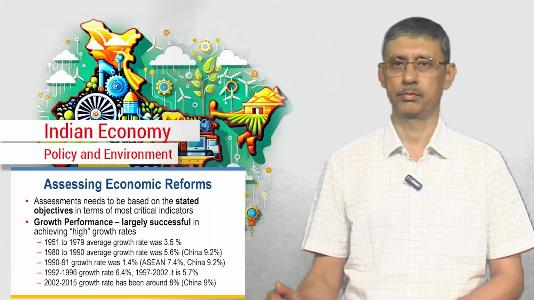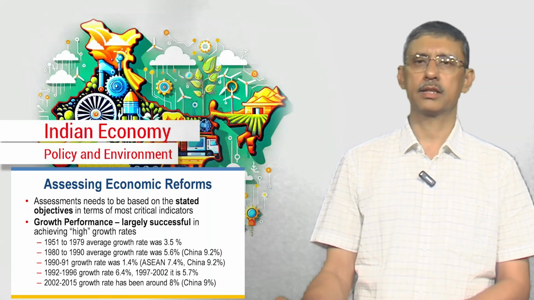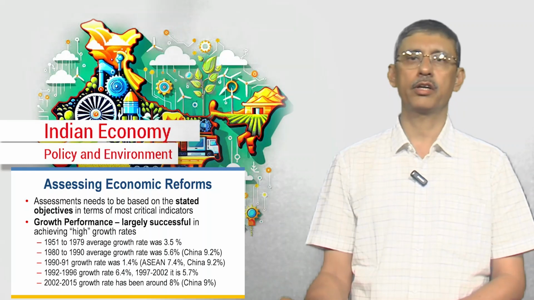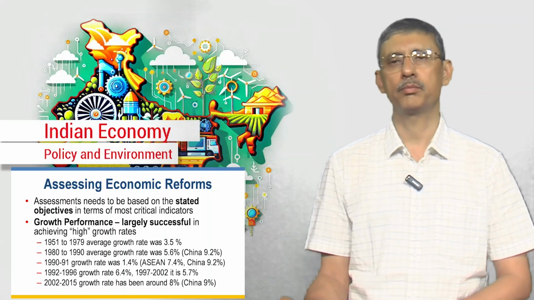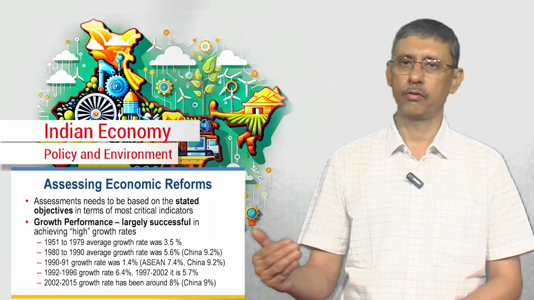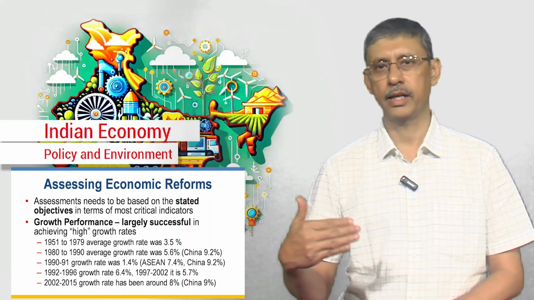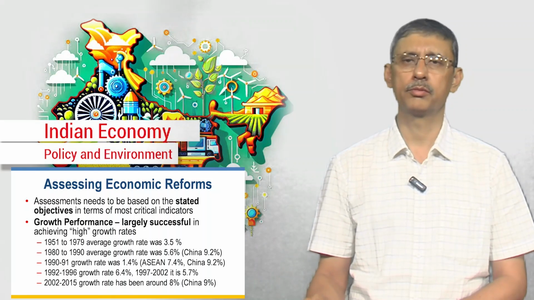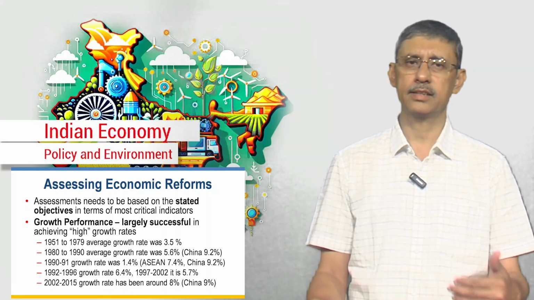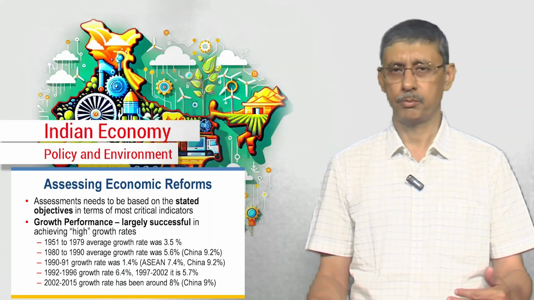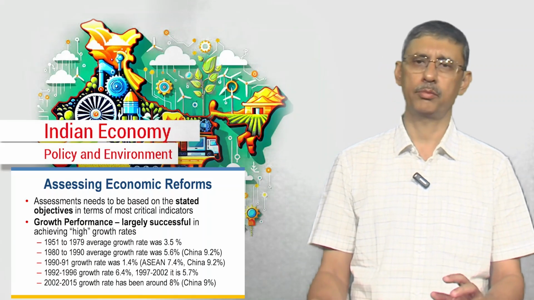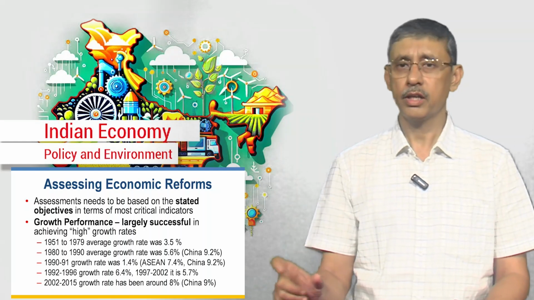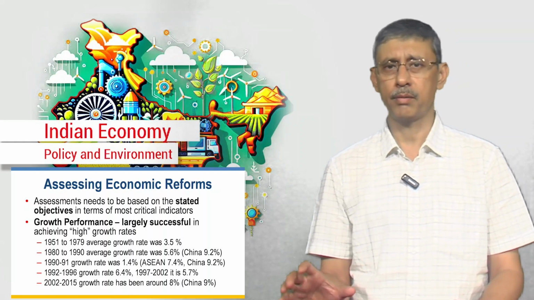It is very important to understand that during the period of 1980 to 1990, the growth rate of China was 9.2%. China had already adopted a liberal economy since the late 70s. So when we compare the performances of the two, we can see that India stands at 5.6%, China was 9.2%. And during the period of crisis, the growth rate plummeted.